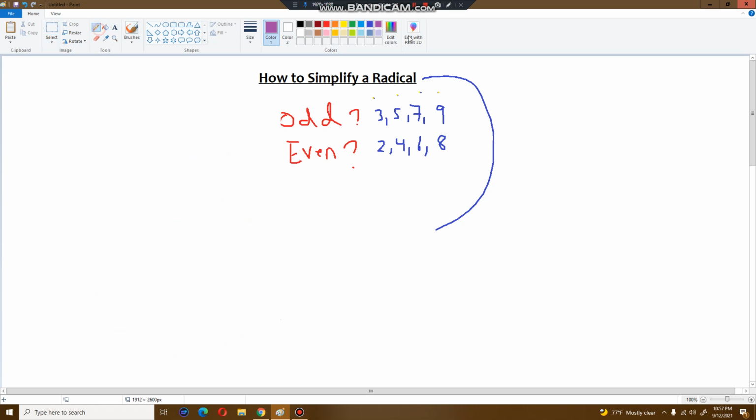Now let me show you an example with a coefficient, okay? How about something like this? 4 radical 48.